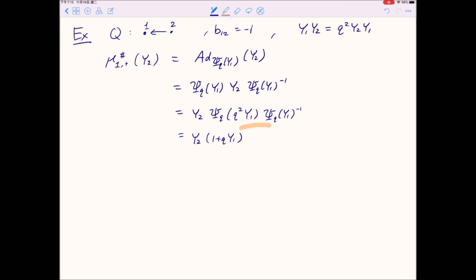So one can also write this as y2 plus q y2 y1, but this term is nothing but y of e1 plus e2. So let's say if you want to use the lattice version, then you get this expression, which really is just saying that the conjugation adds an extra term where the lattice is modified by another vector.